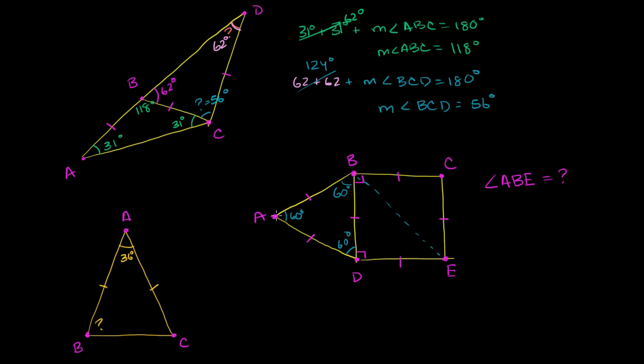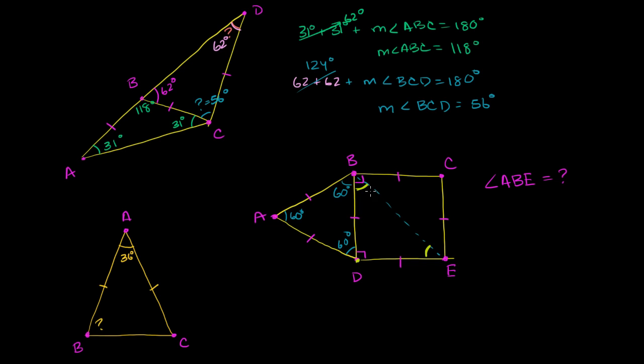Well, that's part of angle ABE, but we have to figure out this other part right over here. And to do that, we can see that we're actually dealing with an isosceles triangle kind of tipped over to the left. This is the vertex angle. This is one base angle. This is the other base angle. And the vertex angle right here is 90 degrees. And once again, we know it's isosceles because this side, segment BD, is equal to segment DE.